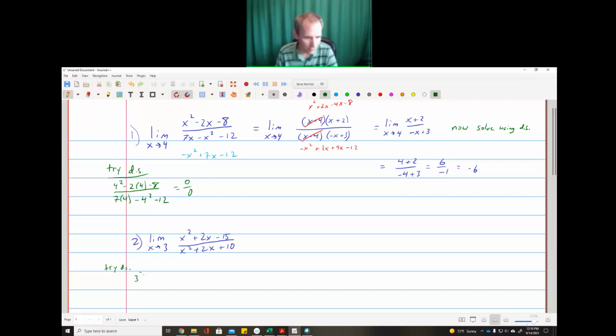Okay. So we get 3 squared plus 2 times 3 minus 15 over 3 squared plus 2 times 3 plus 10. And in the numerator, I'm going to have 9 plus 6 minus 15, which is 0. In the denominator, I have 9 plus 6 plus 10, which is 25. And 0 over 25 is just the number 0. I don't have a 0 in the denominator, so direct substitution is okay here. And then we're done.